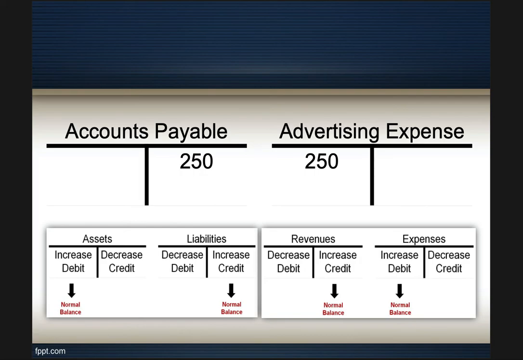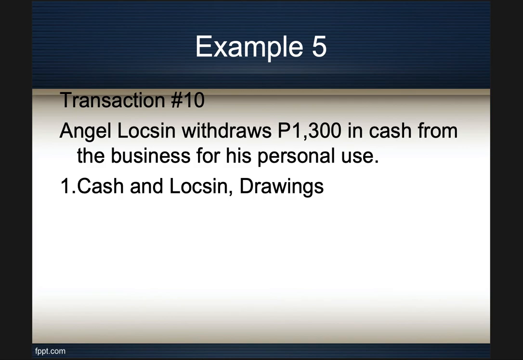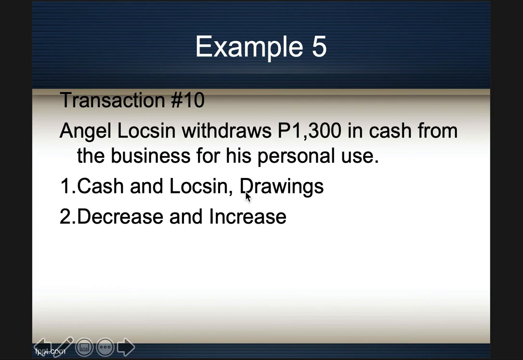Now in my fifth example, let me jump to transaction number 10, wherein Angel Oxin withdraws 1,300 in cash from the business for his personal use. So what are the accounts affected here? We have cash, and since Angel Oxin withdrew, you have the drawings account. What happened to your cash? It decreased. While for your drawings, remember that drawings increase owner's equity. So we have to record an increase.